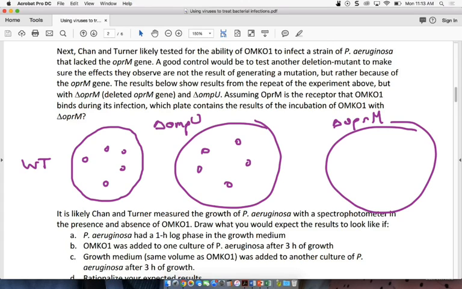Okay. So these would represent then ones that are resistant to our bacteriophage, and these over here would represent sensitive.